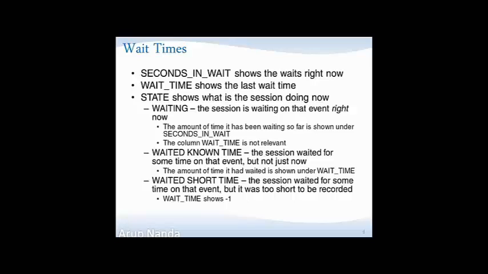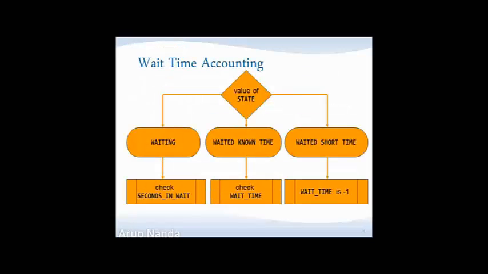Sometimes the wait time is so short that Oracle doesn't have a chance to measure it, let's say less than a millisecond. In that case, Oracle puts a value called waited short time and puts the value -1 in wait time because it was too quick to measure. But waited short time also means the session is waiting right now.